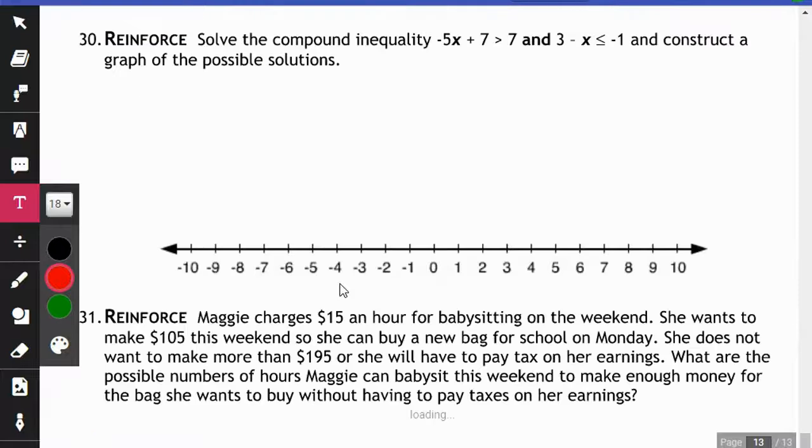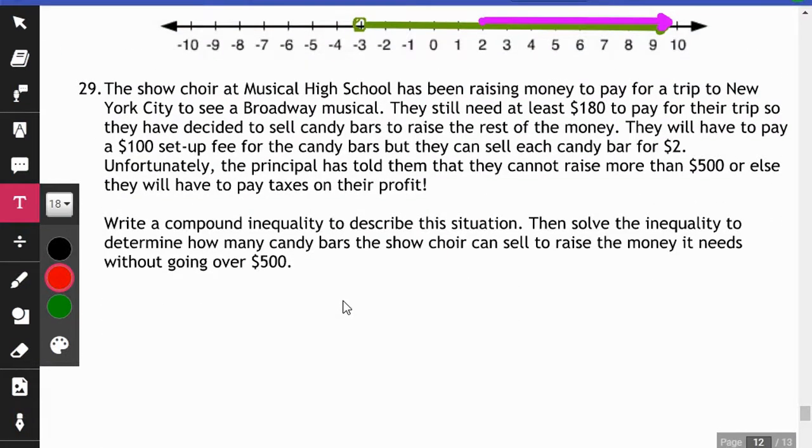Okay, 2 or 3 more problems. Let's do this. Oh, a show choir. I love a good show choir. The show choir at musical high school has been raising money to pay for a trip to New York. Great. They need $180 to pay for their trip, so they decided to sell candy bars. Great idea. They'll pay a $100 setup fee for the candy bars, and then they can sell them each for $2. Unfortunately, the principal told them that they cannot raise more than $500, or else they will have to pay taxes on their profit. That is hogwash. It's not a real thing, but that's okay.